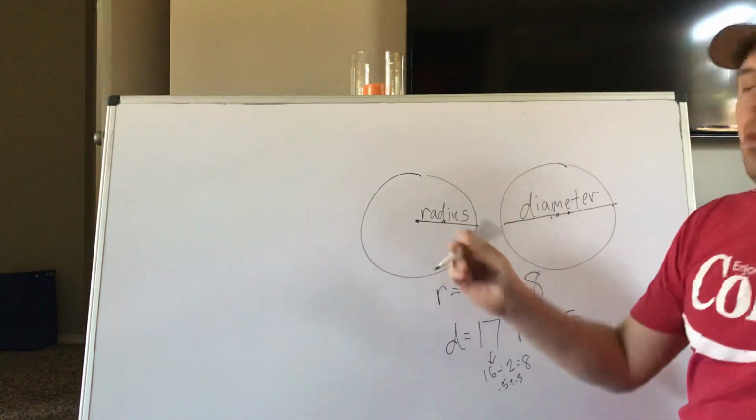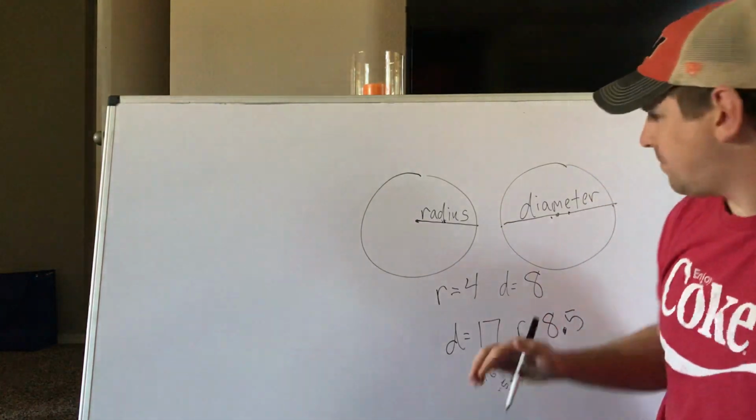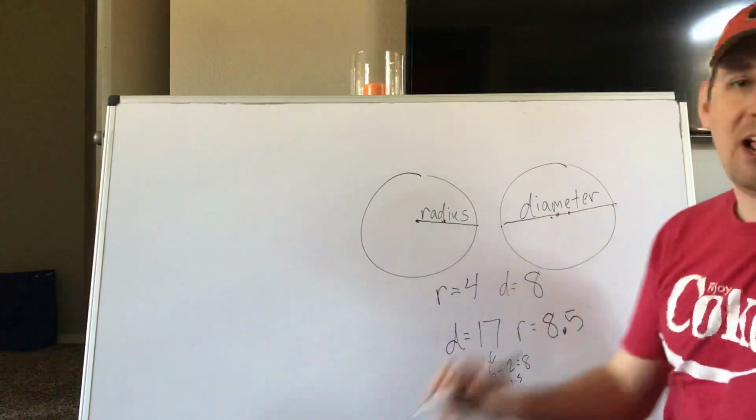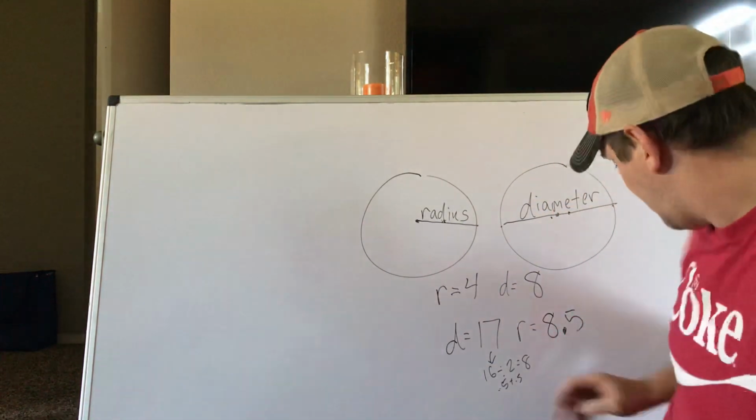Now, what we're going to do with circles, with circumference and area of circles coming up, you're going to need to know radius and diameter. Because sometimes you use the radius, sometimes you use the diameter. All right.